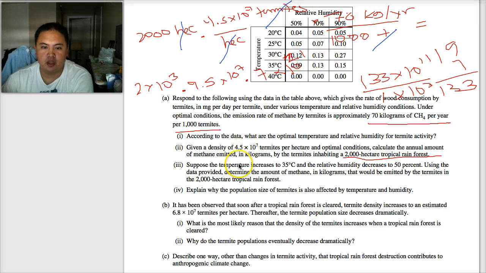Question 3 says, suppose the temperature increases to 35 degrees and humidity decreases to 50. Using the data provided, determine the methane that will be emitted by termites in a 2,000 hectare rainforest. So remember we did optimal conditions, so this was our answer, right? This 133. And that was optimal conditions, it's 0.27. But it says we're going to increase to 35 degrees Celsius and decrease to 50. So 35 and 50 is 0.09. It was initially 0.27, but now it's dropping to 0.09.